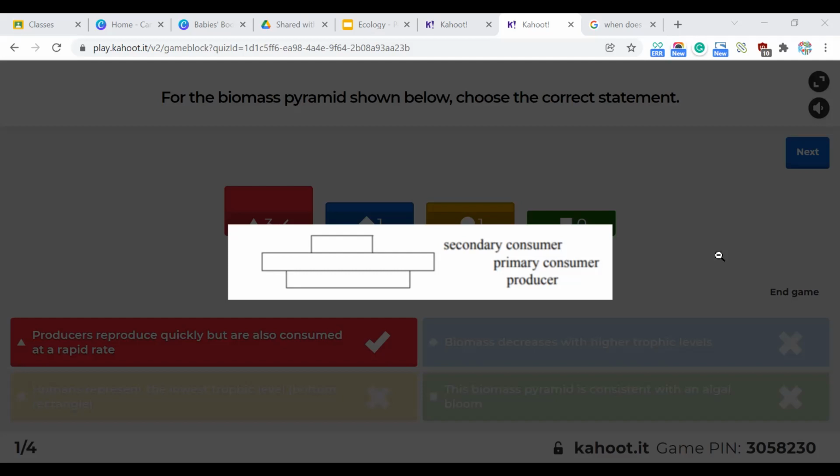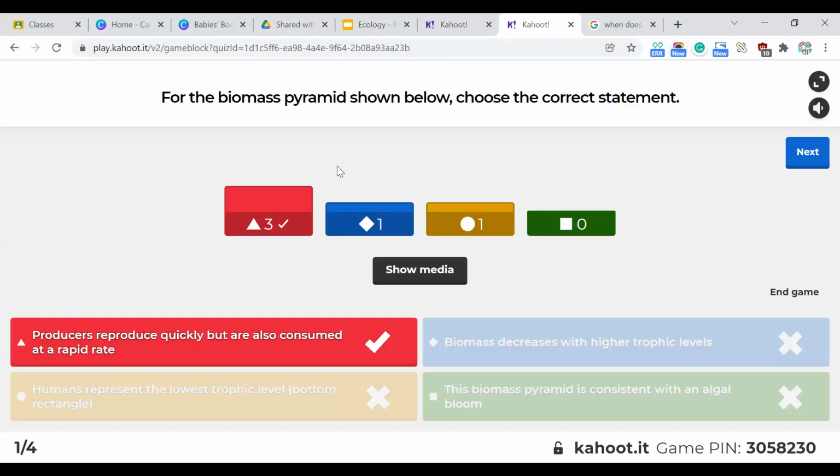And this biomass pyramid is consistent with algal bloom. That's not true because algal bloom means you have a lot of algae, which is considered a producer. So producer would be the highest. All right, but 3 we got it right, so coolio. We'll go on to the next question.